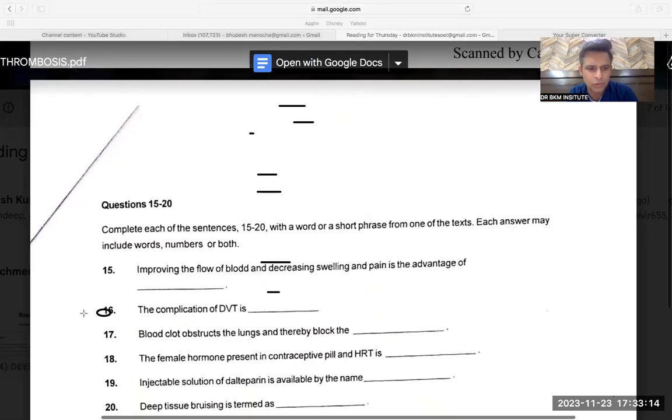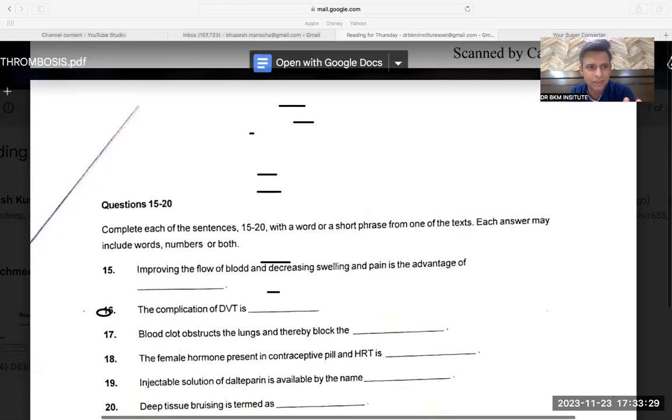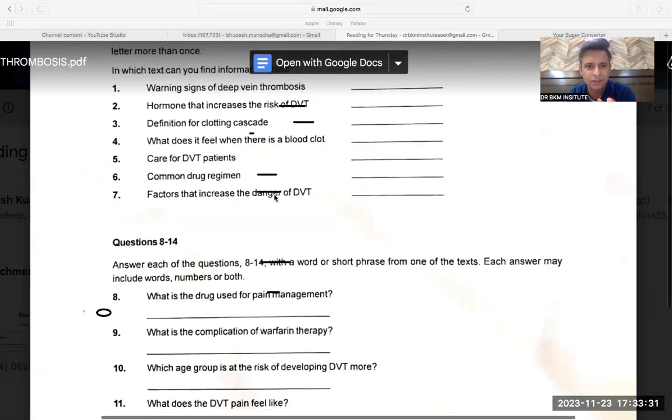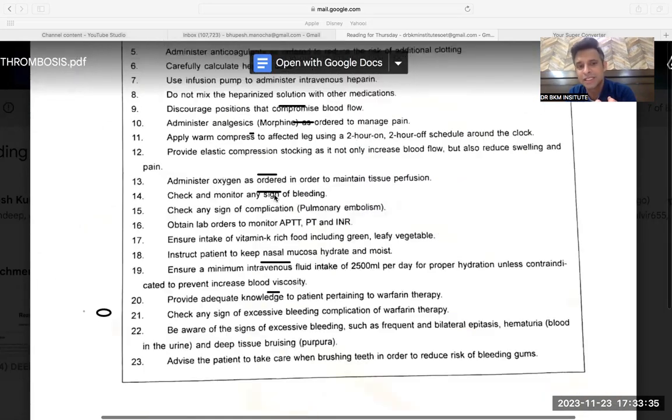So I will put a very small dot in the exam like this, just a small dot, to make sure that I have to do this question again, because I'm not sure, but this is in my reach. Blood clot obstructs the lungs and thereby block the, we have just read that word. So lungs, after lungs there was a word. So that means now you know where it is. So that is what is saving time.